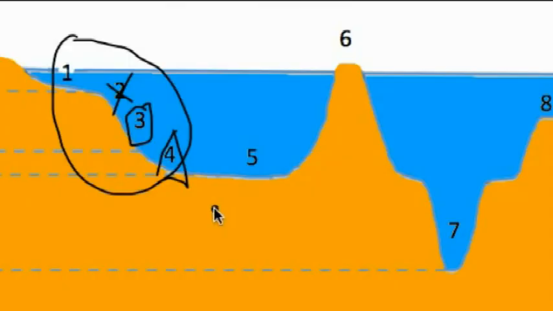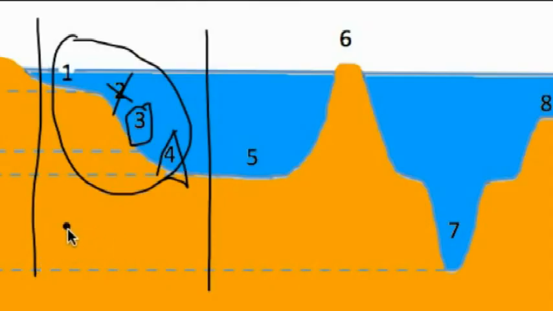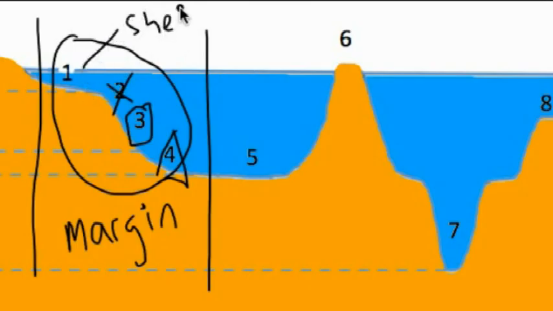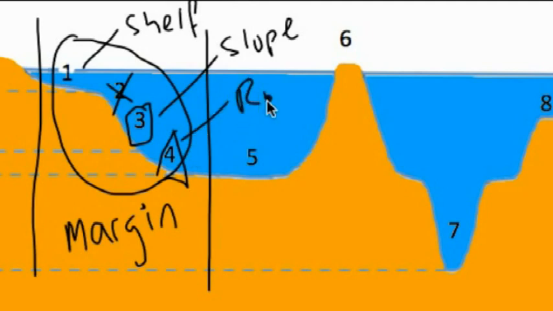Now the point is this, all of these put together, 1 through 4, makes up your continental margin. Where this guy here, number 1, is the shelf. Number 3 would be the slope. And number 4 would be the rise. Make sure you have those notes down, and then we'll take a look at the rest of the ocean basin.